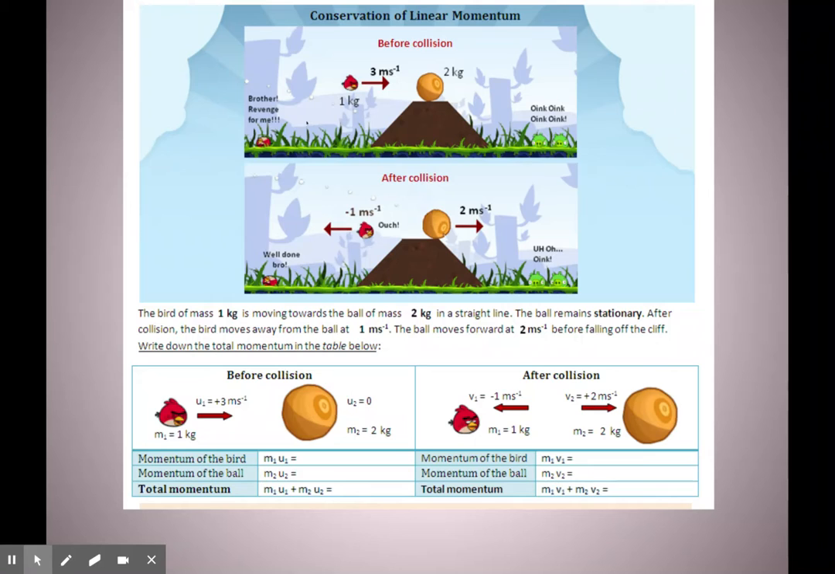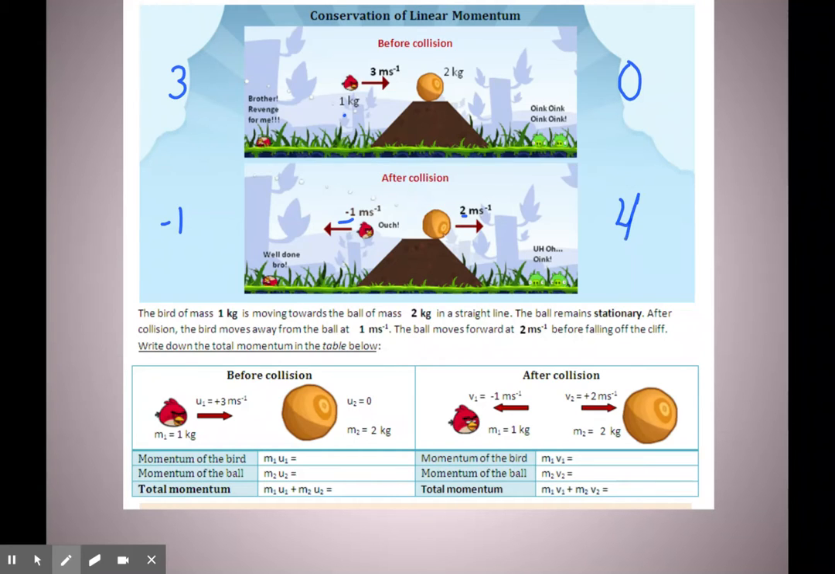If we look at the bird, so here before the collision, his momentum is 3 times 1. So we'll write that up here. So his momentum before is 3. And the ball is not moving, so its momentum is 0. Now if we look at the bird after, his velocity is now -1 and his mass was 1. So -1 is his momentum. And then the ball, its mass is 2. And its velocity is now 2. So that's going to have a momentum of 4.